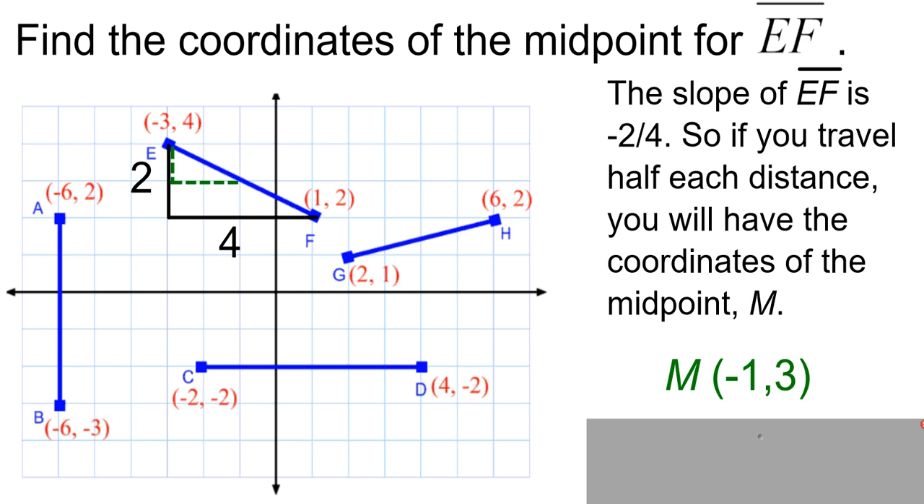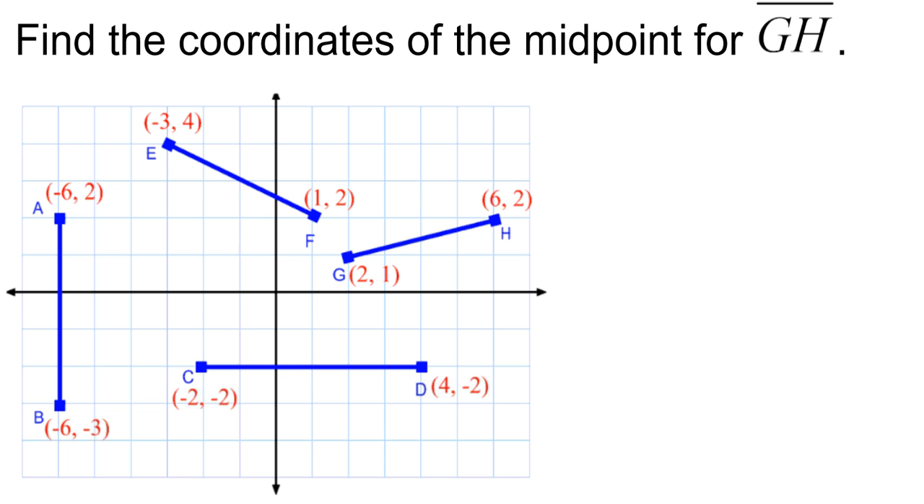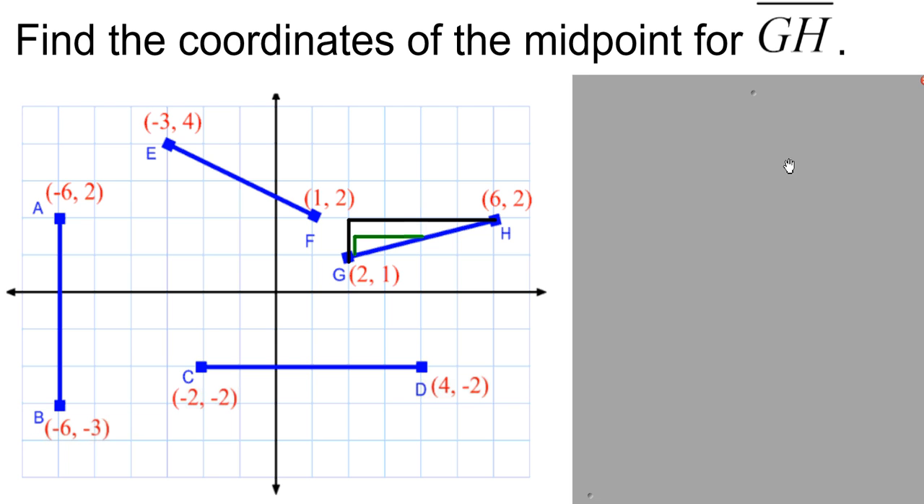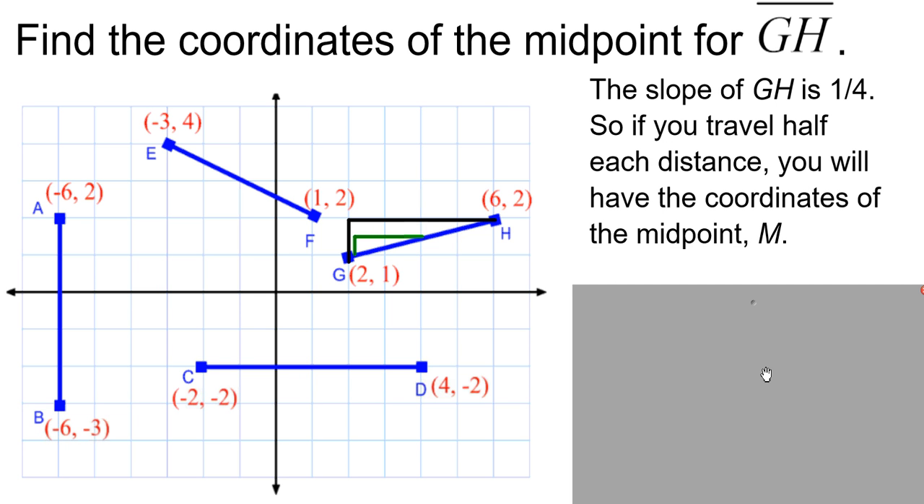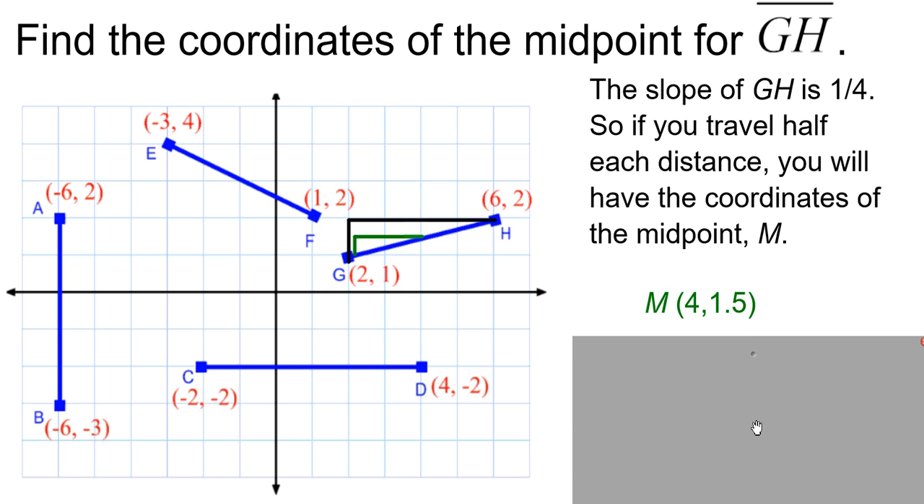So let's see, can we do another one? Can you find the coordinates of the midpoint for GH? GH is similar to EF, so if we kind of use the idea of slope, we're going up 1 unit and to the right 4 units. So if we use that and think about, well, let's travel half the amounts. Instead of going up 1 unit, let's go up half a unit. Instead of going over 4 units, let's go over half that, which would be 2. That would bring us to the point 4, 1.5.